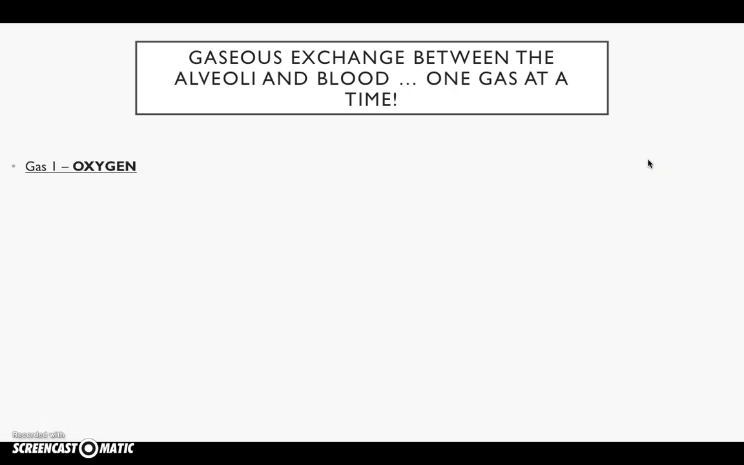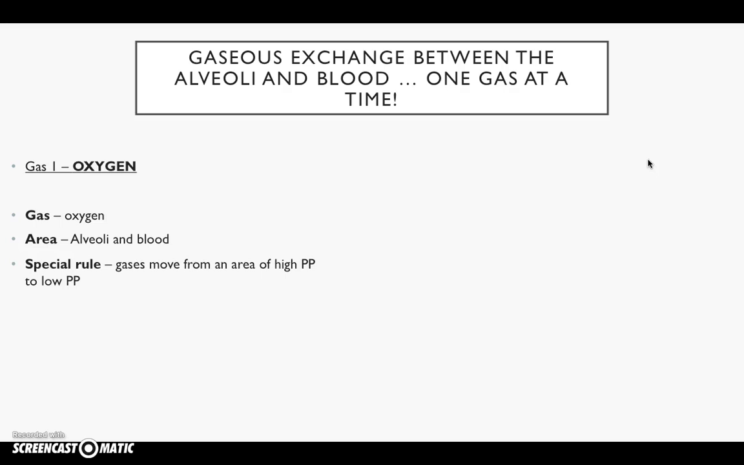First of all, we 100% look at this one gas at a time. We don't try and confuse it. We get given a question, we do one gas at a time. So right now, gas one, we're going to talk about oxygen. The area never changes, it's the alveoli and the blood. Special rule: gases move from an area of high partial pressure to an area of low partial pressure, i.e. they move from where there's loads of gas around to where there's hardly any gas around.